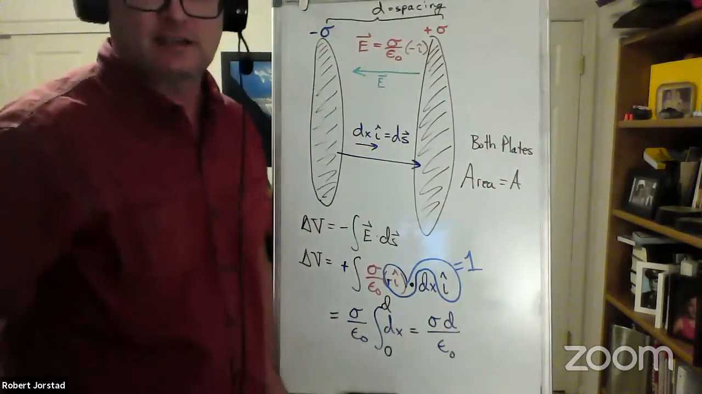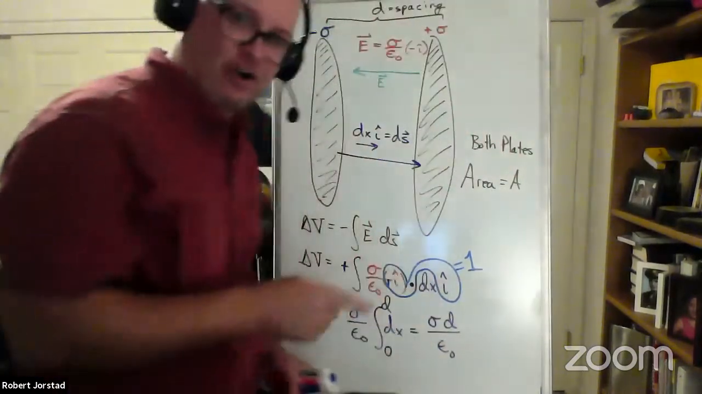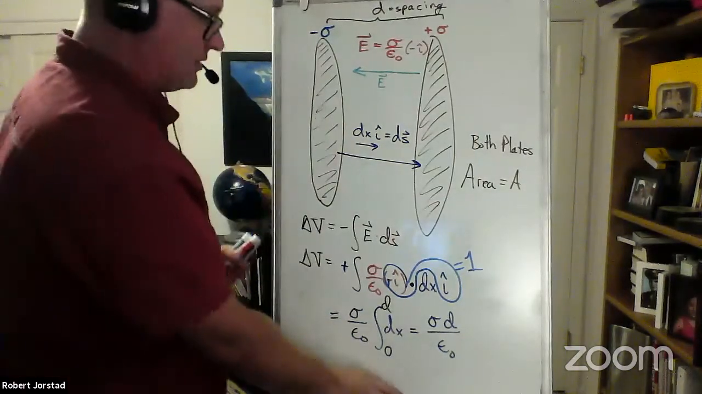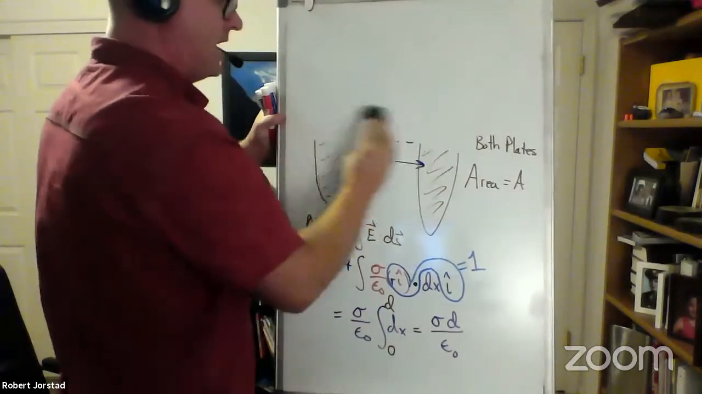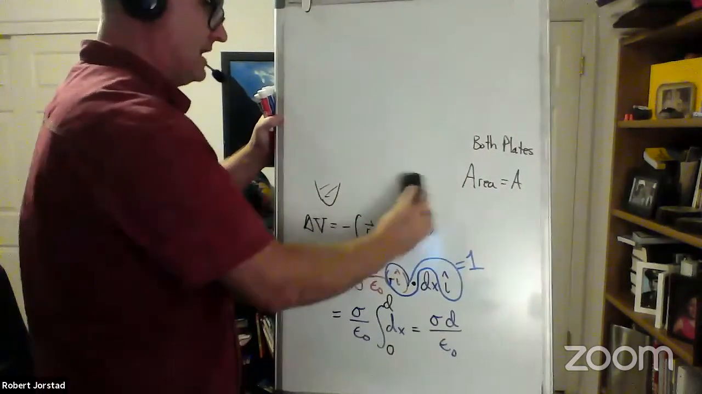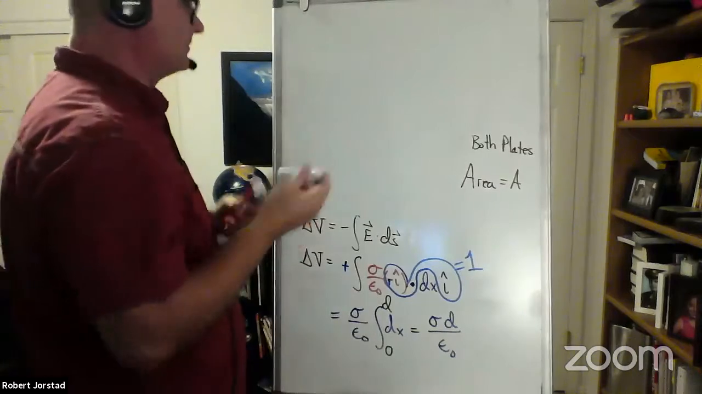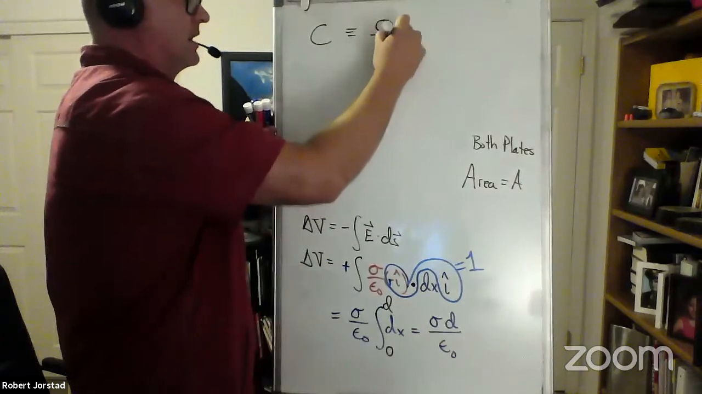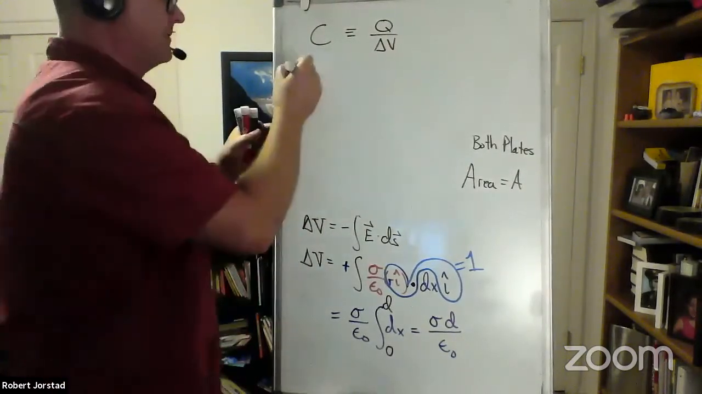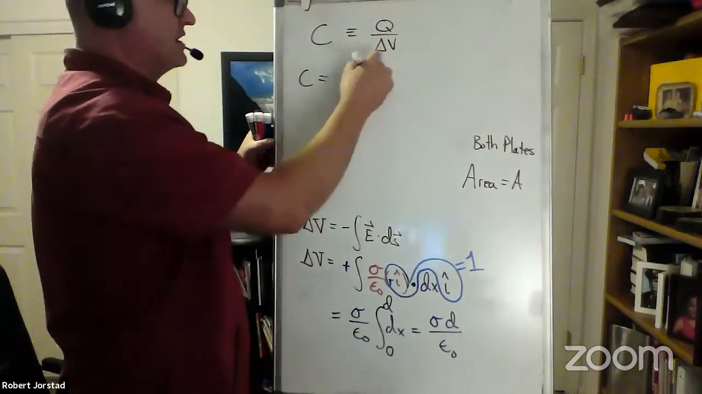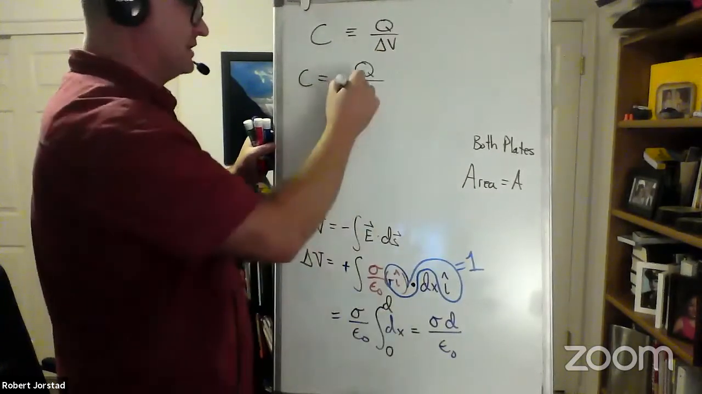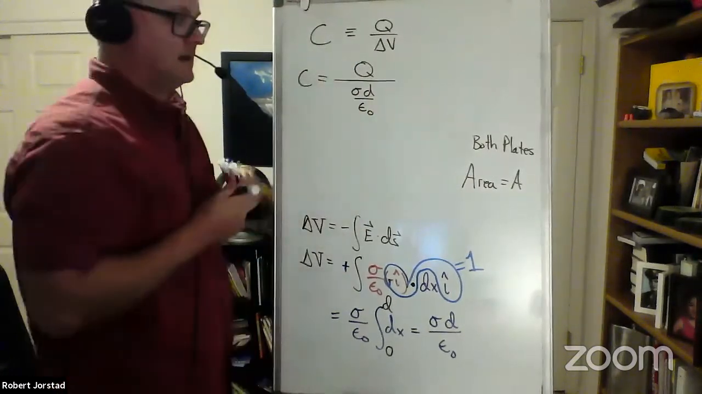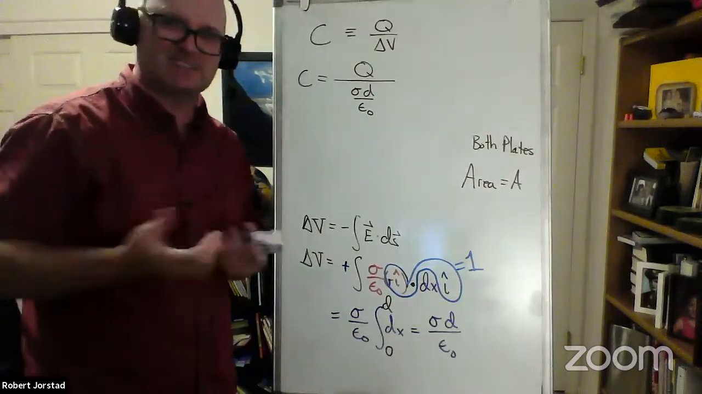All right. Next, what's the next part of this question? Determine capacitance. Okay, I've run out of room. I need to erase this. So up here, I do know that both plates are area A. That's going to come in handy. Capacitance is defined as charge per unit volt. So here we go, let's see what we get. This is Q divided by the change in voltage, which was sigma d over epsilon naught. Huh. Doesn't look very inspiring.